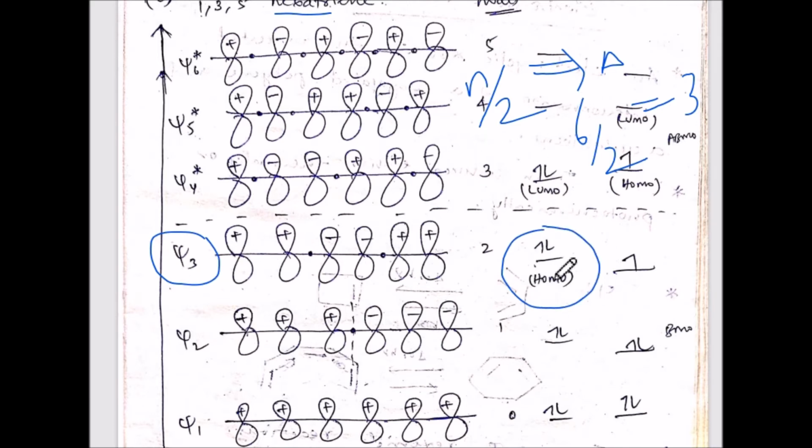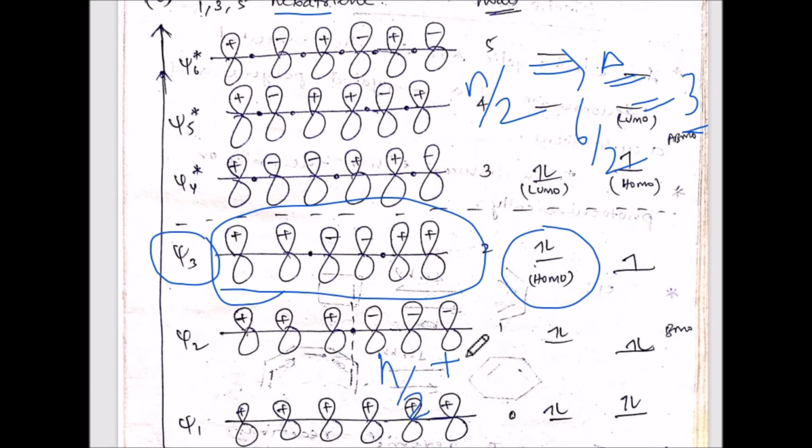See how you have found it? To find the HOMO in thermal condition, you use the formula n by 2, where n represents the number of carbons. So 6 by 2 is 3, and psi3 is your HOMO, and you will choose this orbital to solve the problem. Now, suppose for photochemical condition, you just do n by 2 plus 1. That's it. See here, n by 2, we saw, is 3 here.